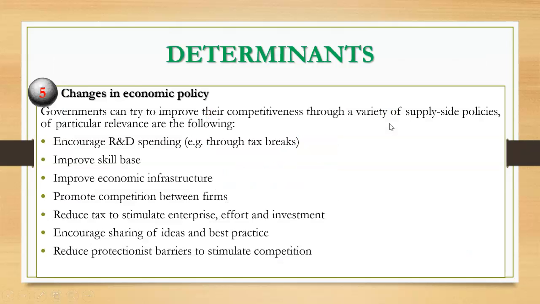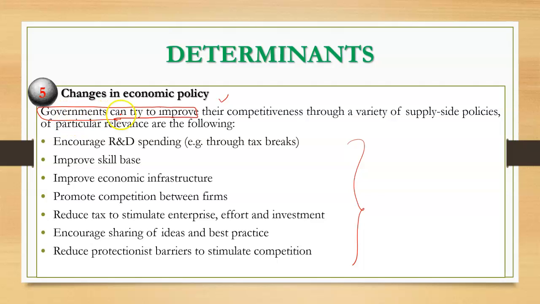Now, number 5, the fifth determinant, which is the last one, is changes in economic policy. This is something that the government can do. If the question asks you anything about what the government can do or what a country can do to improve its competitiveness, the best answer would be from here. Points 1 to 4 that I have covered are factors where you are depending on market demand and supply, and on other countries' movements. But this one is something that your country can work on and can do.